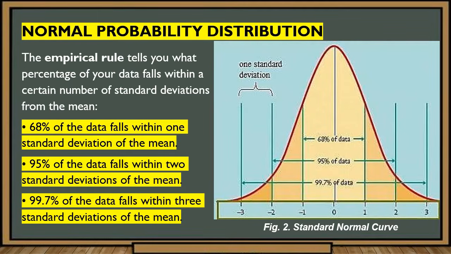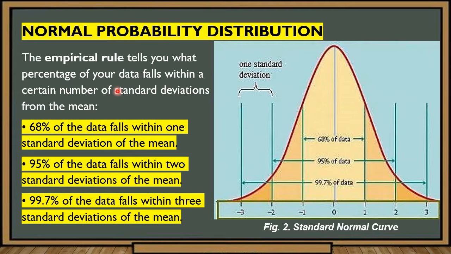In statistics, specifically when dealing with normal probability distribution, we have the term empirical rule. This empirical rule came from the observations of the statisticians, based on their experience when conducting a series of experiments or gathering data. It tells you what percentage of your data falls within a certain number of standard deviations from the mean. This empirical rule is also called the 3 sigma rule.